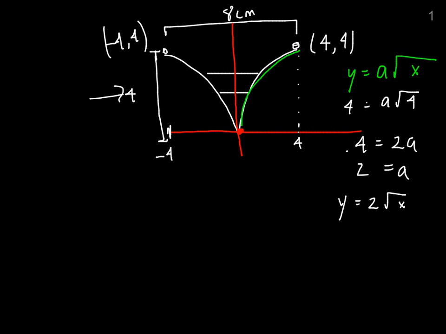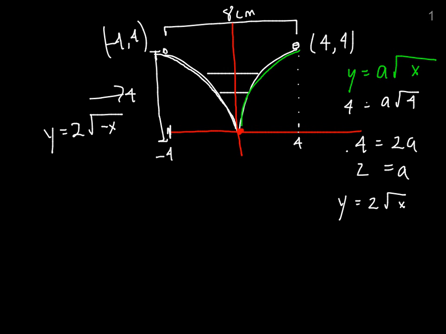Now if you do the exact same thing on the other side, you're going to find out that the equation over here is y equals 2 root negative x. It's negative because I know my square root function is moving to the left, so that means the b has to be negative. So I've got the two equations.